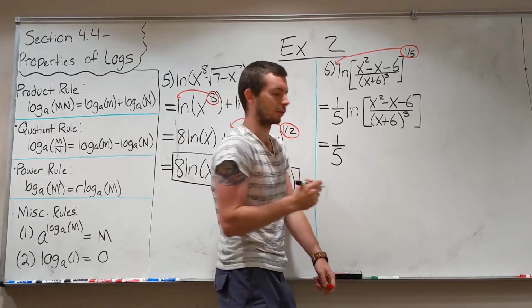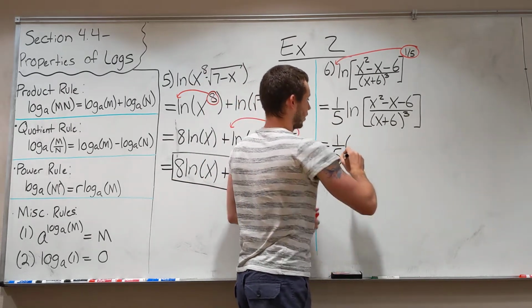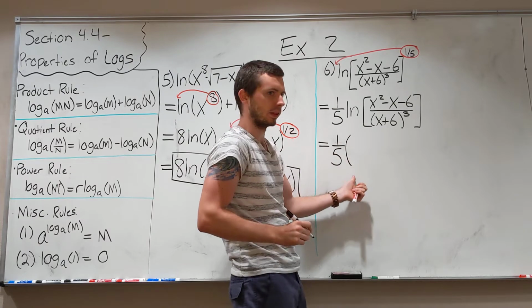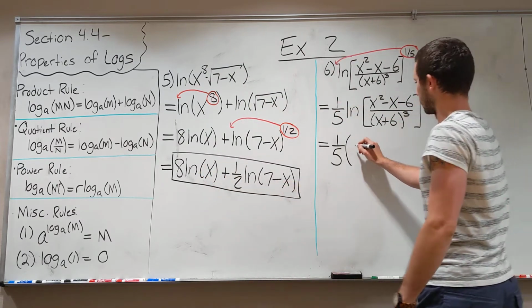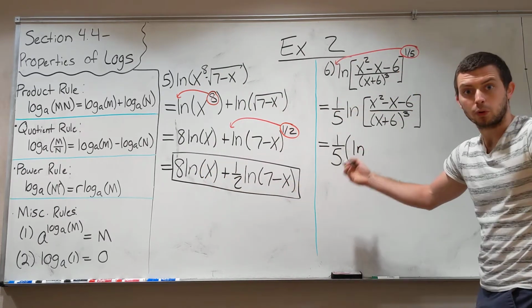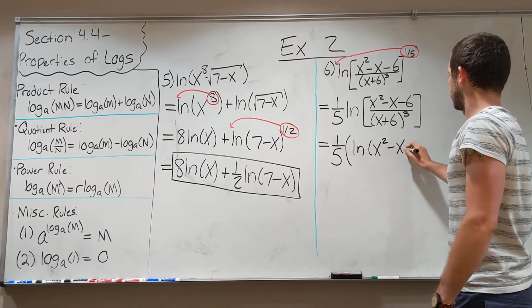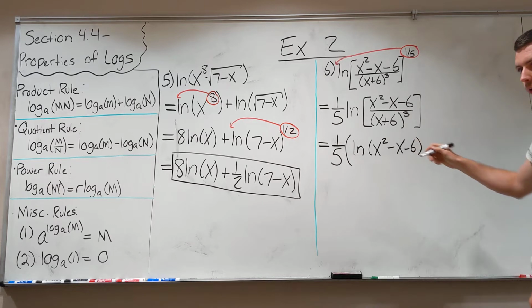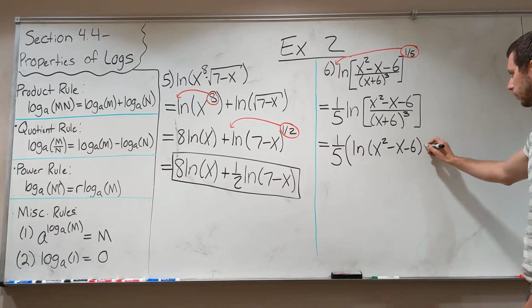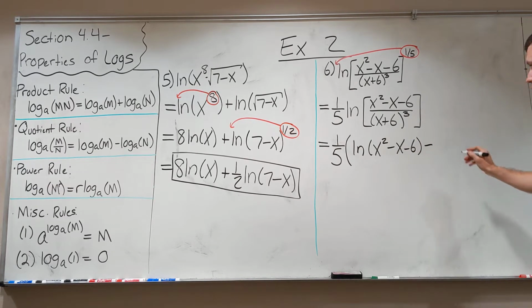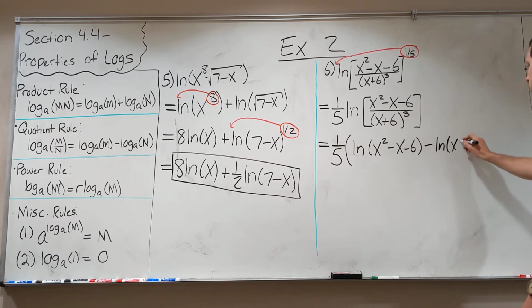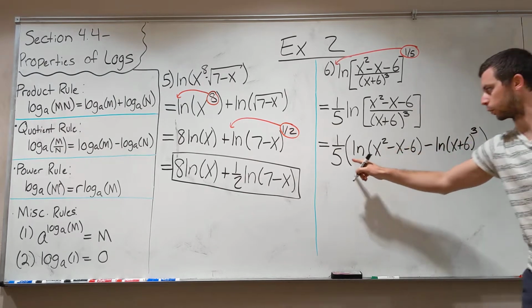Something to notice: I'm going to put the result of this in parentheses. I'll explain why in a second. But remember, the quotient rule says the numerator gets its own natural log, and the denominator does, with a minus separating the two. And I'm going to close this parenthesis.